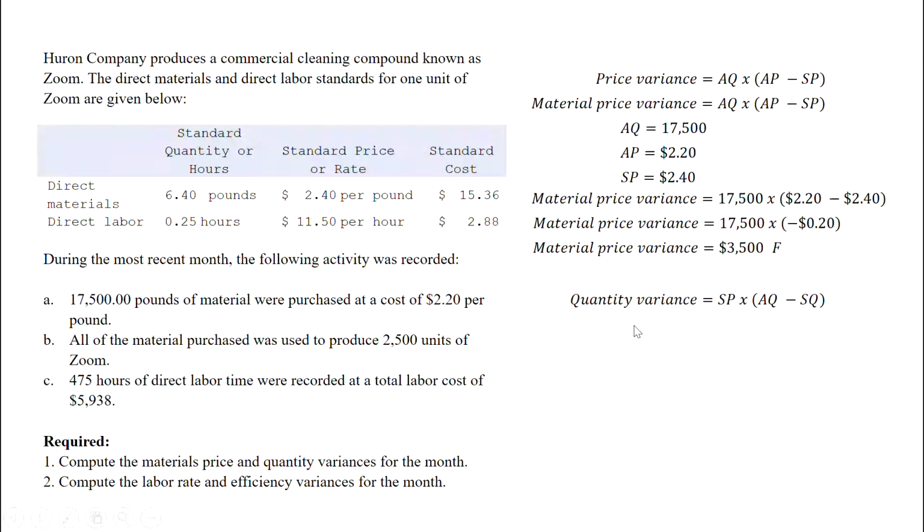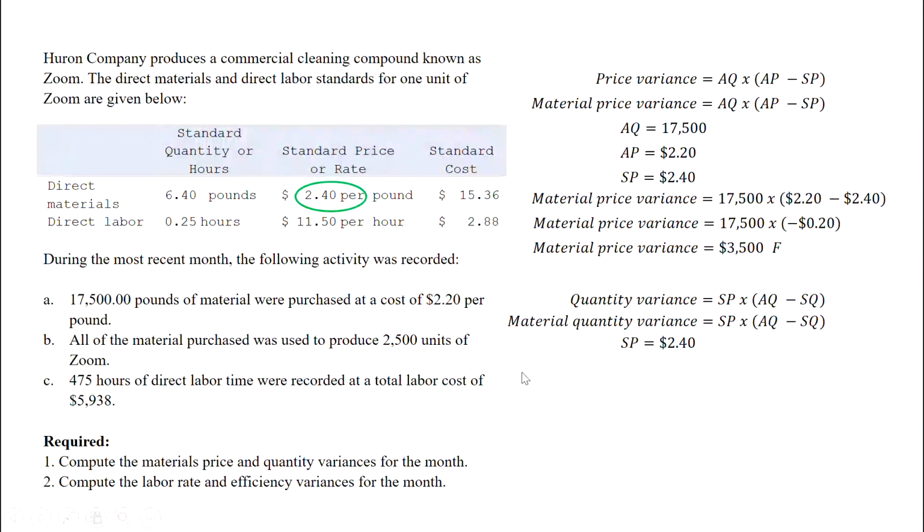The basic formula for any quantity variance, no matter if we're talking about material, labor, or variable overhead, is this. It's the standard price per unit times the total actual quantity of that input minus the total standard quantity of that particular input. For the material quantity variance, it's going to be the standard price per pound, times the total actual quantity or total actual pounds of material minus the total standard quantity. So let's go ahead and again isolate these different variables.